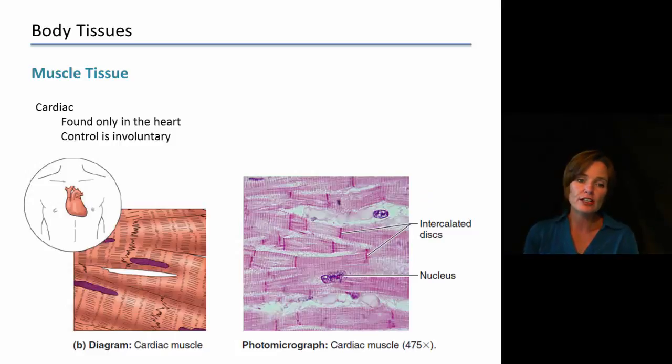Cardiac tissue is only found in the heart. And while you do see some striations in this particular muscle tissue as well, it is different in the overall control. Where the skeletal muscle tissue was something that we could voluntarily move, so move when we want to, the cardiac muscle tissue is going to be something that moves involuntarily. So we don't control that. It does move on its own, which is a good thing for us because we want our heart to be continuously pumping and continuously moving without us having to think about it.